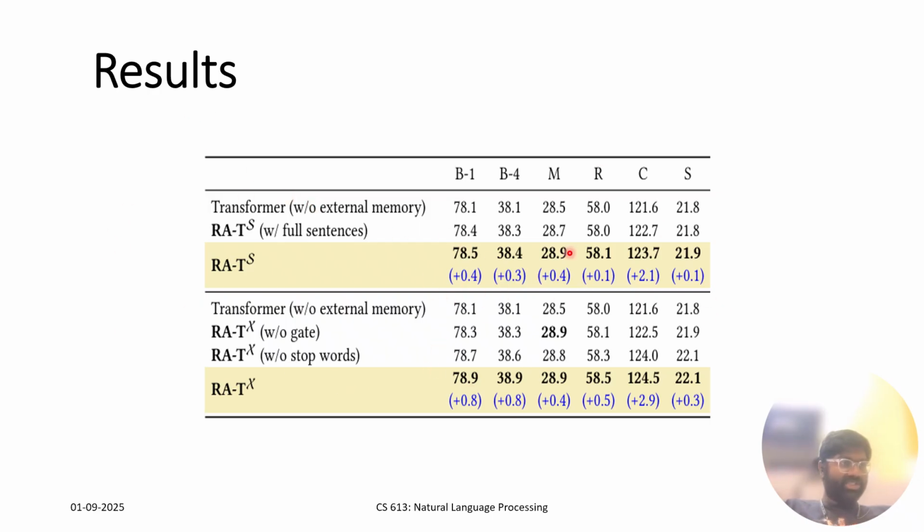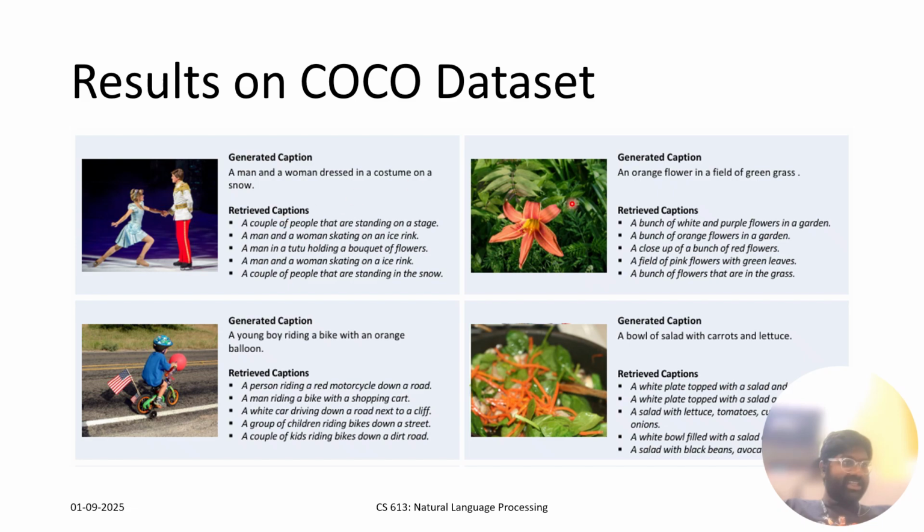There is not much, like you can see the improvement with this ablation study kind of. And these are the examples generated. Like this is the caption that is generated using these retrieval captions. You can see that a bowl of salad with carrots and lettuce. You can see that it took the context from all these retrieved captions and used it to generate the caption.